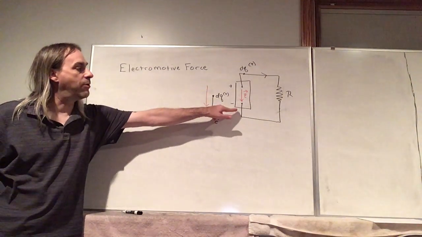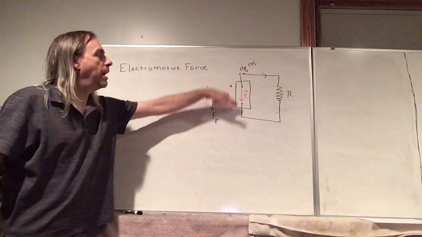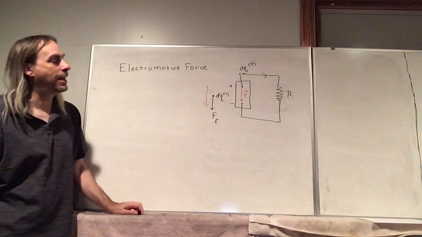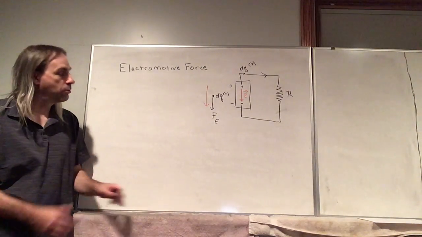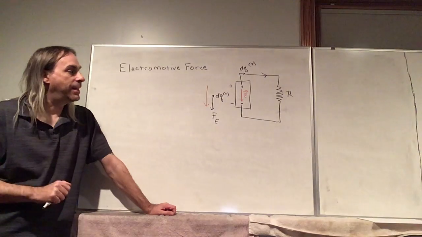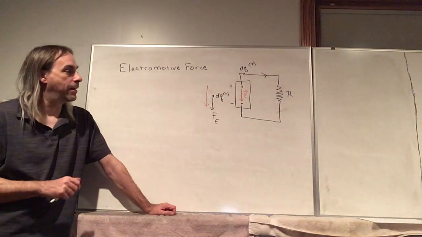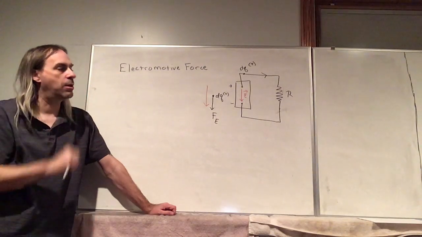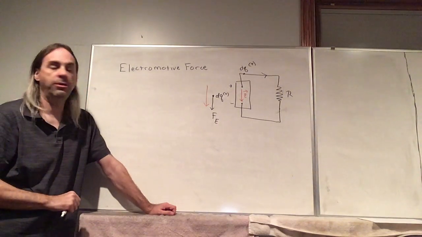So the charge would have a low amount of energy here. After going through the battery, it's at a higher potential. So it has more energy after it passes through the battery. And of course that comes at the expense of the chemical energy stored in the battery. And when it flows through the resistor, it's going to lose energy.